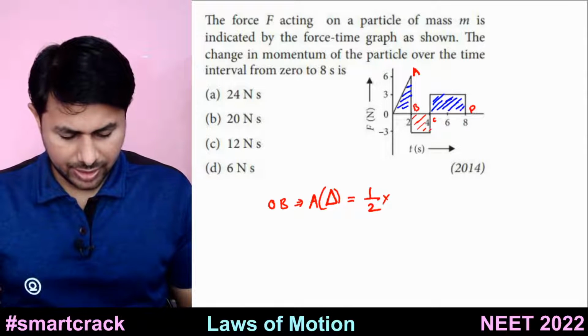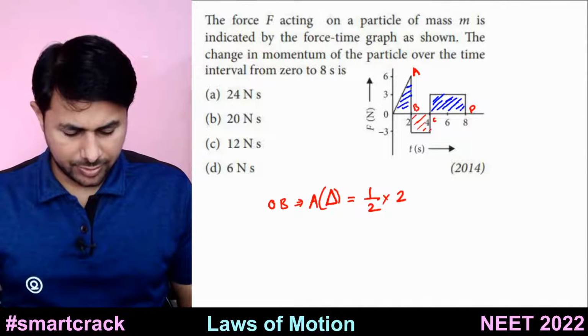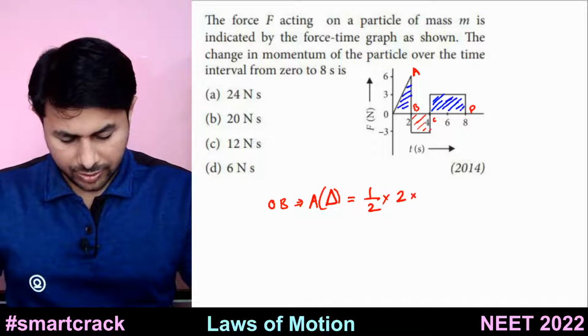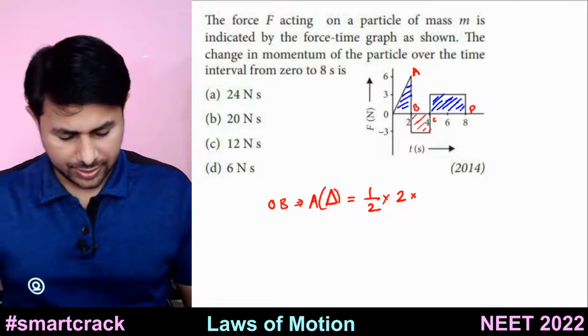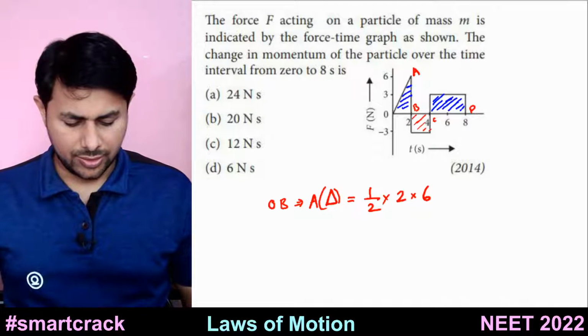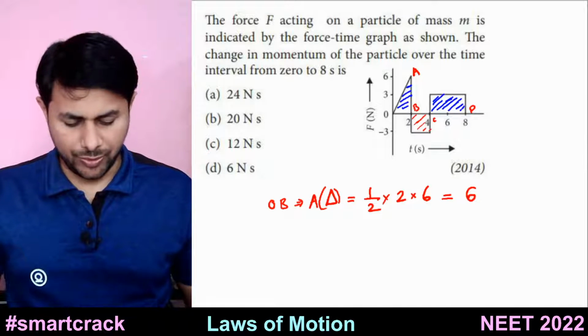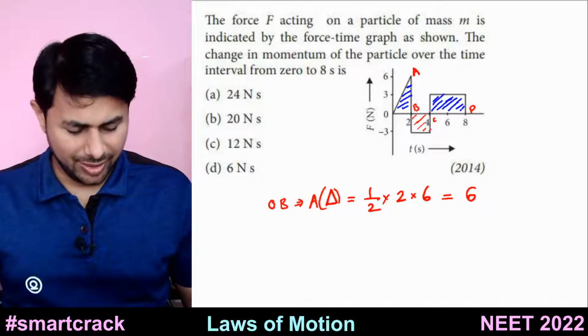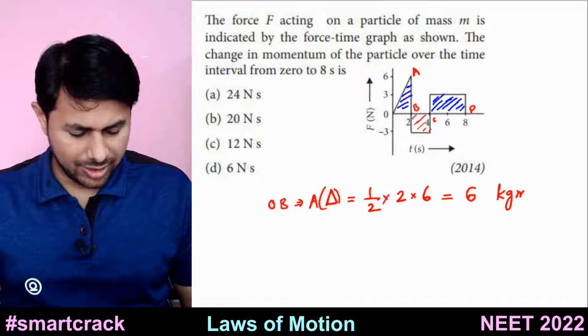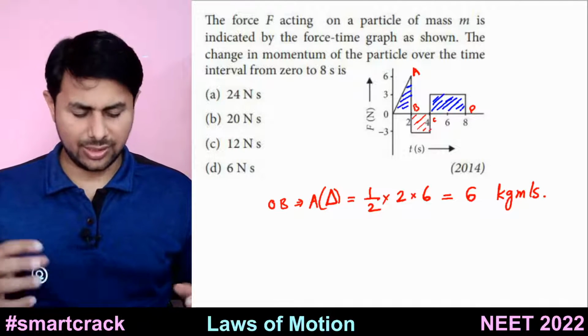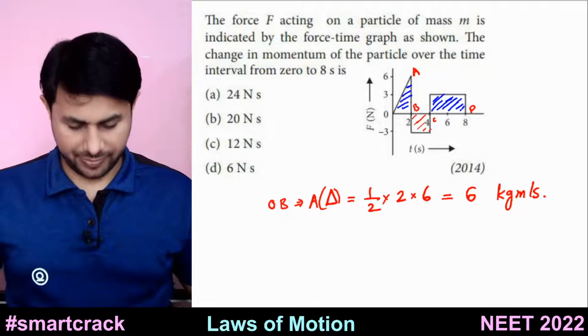So base is how much? From 0 to 2. Height is how much? It is from 0 to 6. Okay, so 6. So 2 and 2 gets cancelled. So we have 6. And what will be unit of this? So unit will be kilogram meters per second because this is impulse.